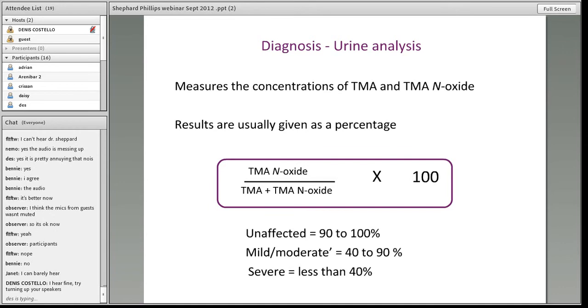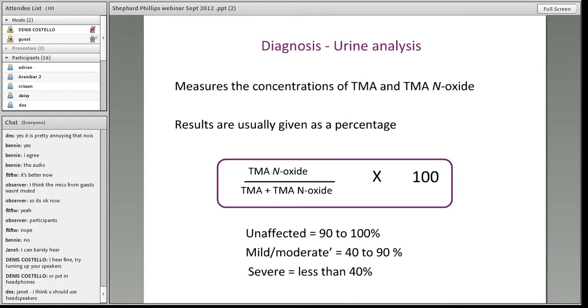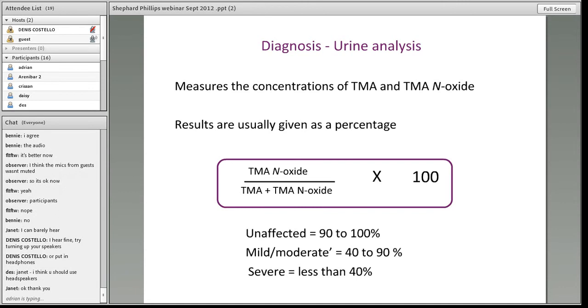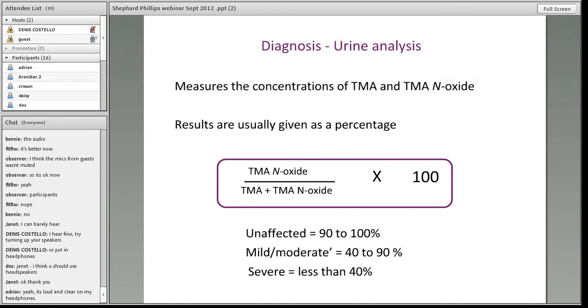And the urine analysis, as many of you will know, measures the concentrations of trimethylamine and the amount of trimethylamine that has been converted to trimethylamine N-oxide. And so the less trimethylamine that's been converted, the more severe the disorder. Now the results are usually given as a percentage, and we express this as the amount of trimethylamine N-oxide that is excreted in the urine divided by the amount of trimethylamine that's excreted plus the amount of trimethylamine N-oxide, and multiply that by 100.